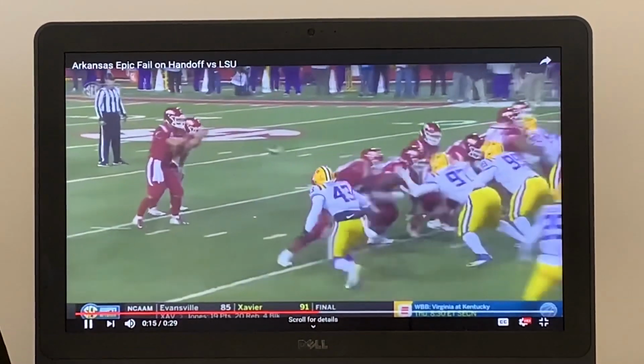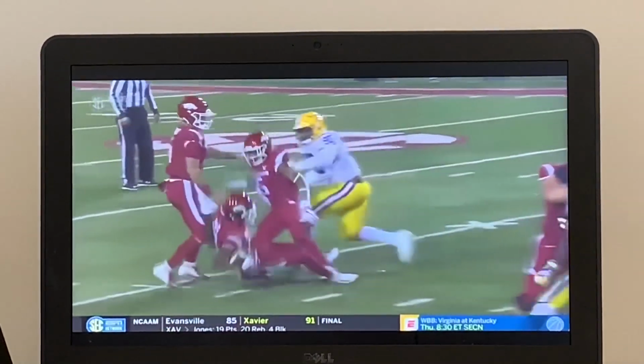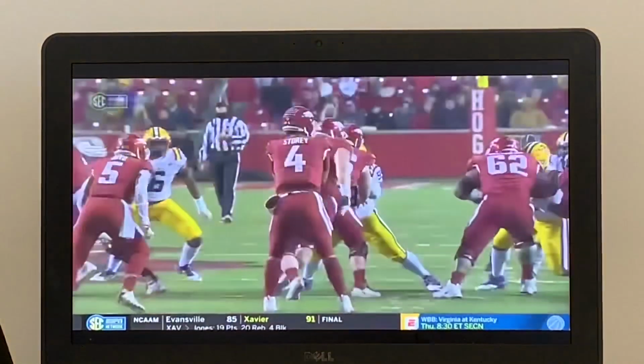Yeah, Boyd's wrong here. He's either got to go behind the quarterback or he's going to be a lead blocker.